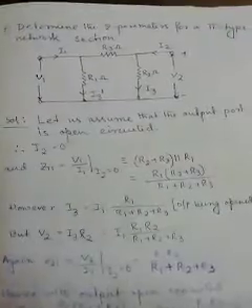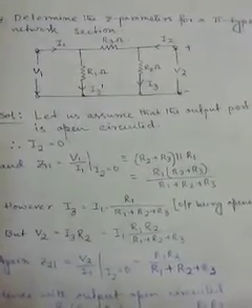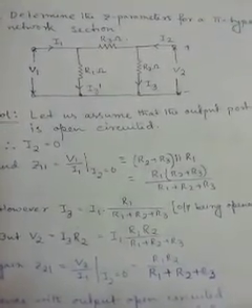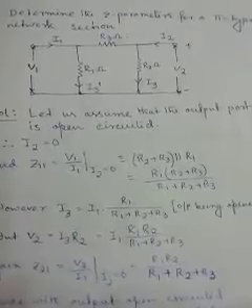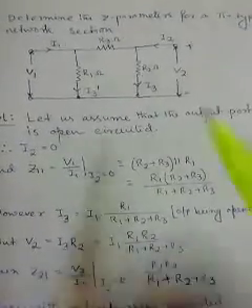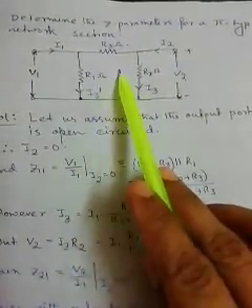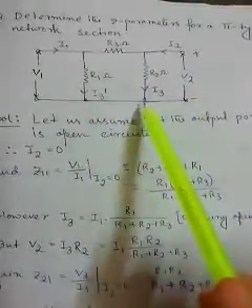Then we come to the third problem. Here we can see a pi section configuration. Here a T section is not assumed; the pi section model is being used. Here also the question remains the same: finding the Z parameters from this network.